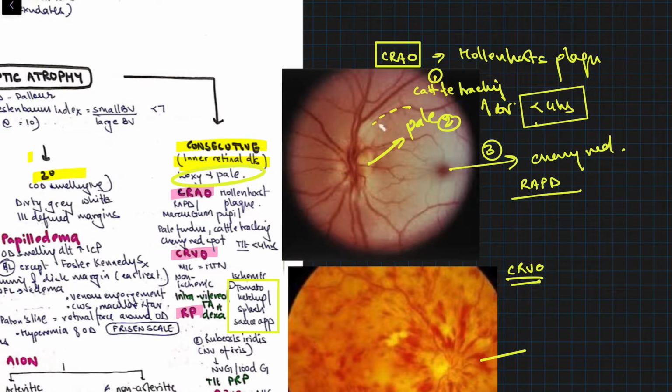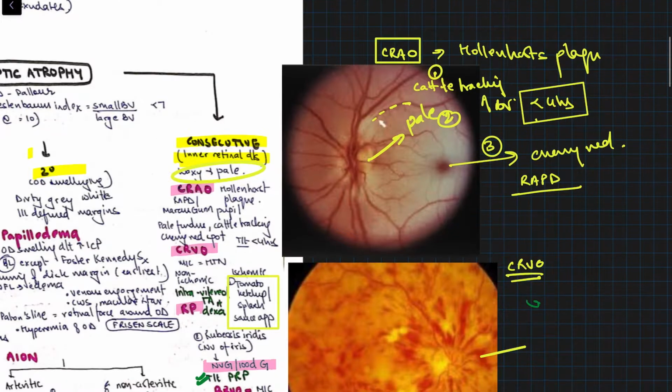Also, there can be rubeosis iridis, which is the neovascularization of the iris, and this leads to neovascular glaucoma, which is also called a 100-day glaucoma. The treatment for this is pan-retinal photocoagulation, right? And if a branch of the central retinal vessel is involved, then it is known as BRVO. For BRVO, just remember the most common location is superotemporal.